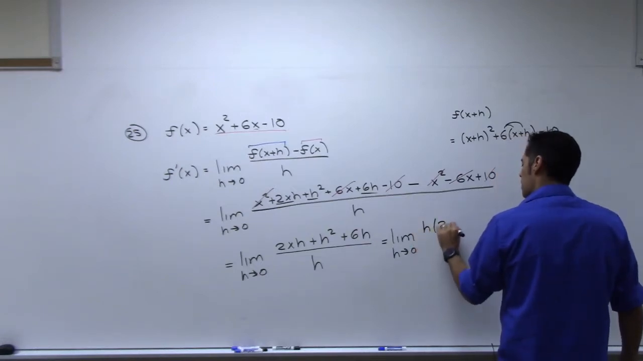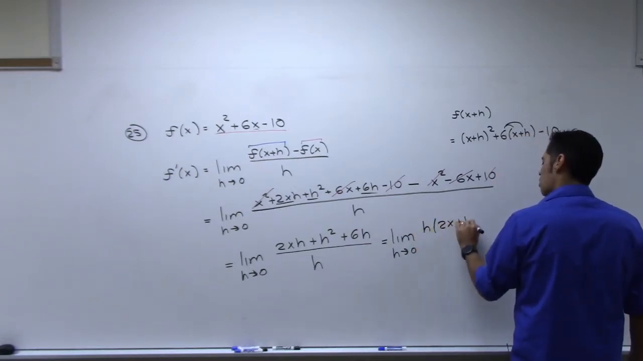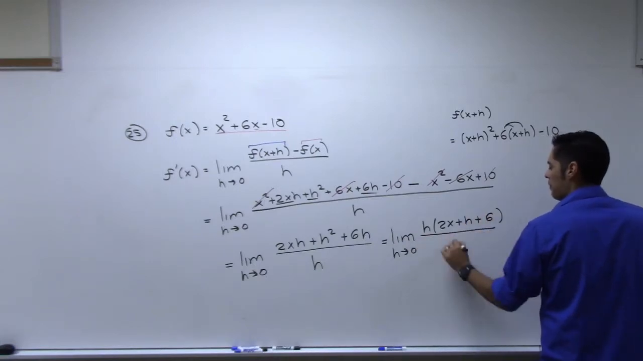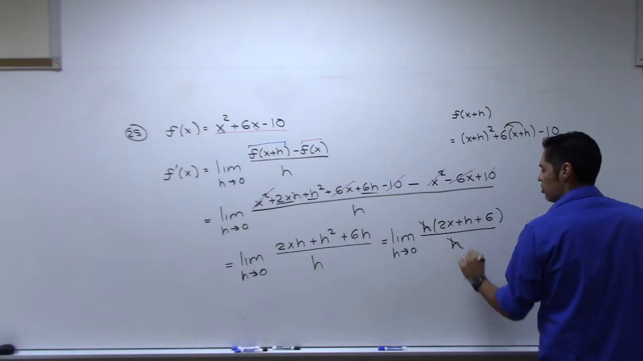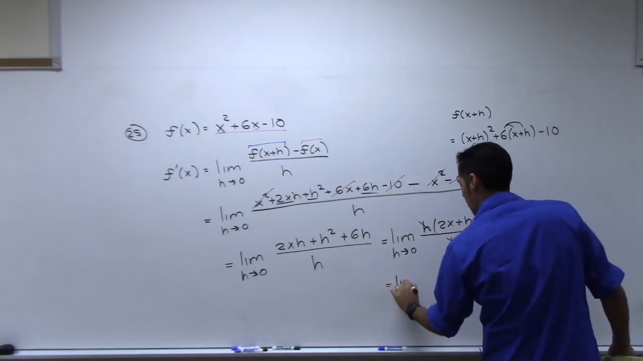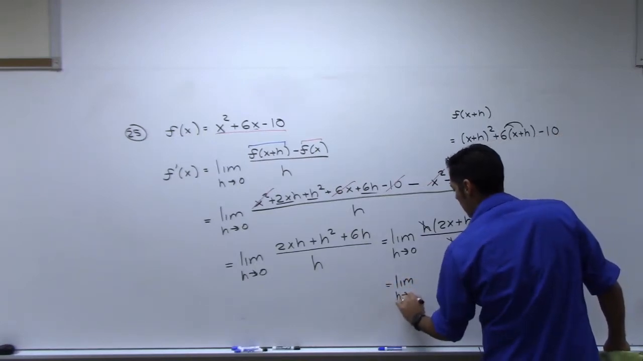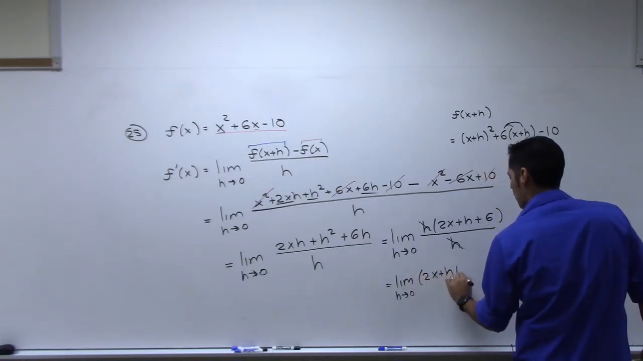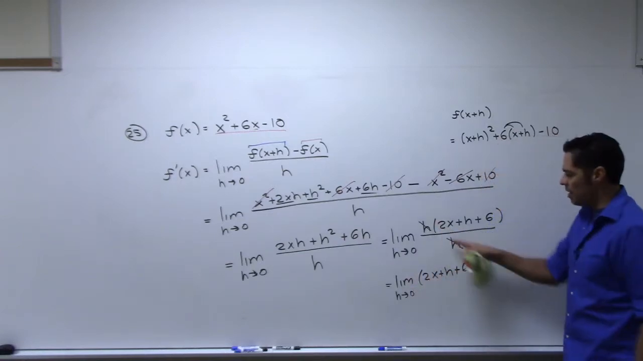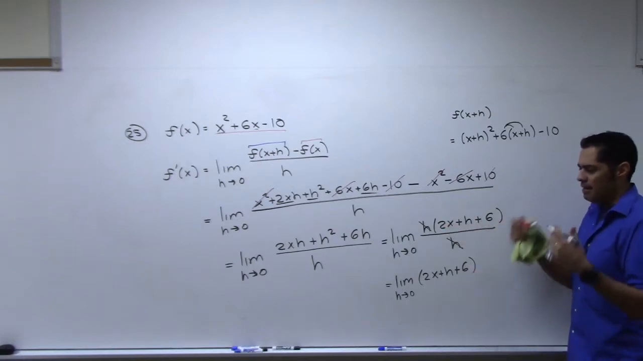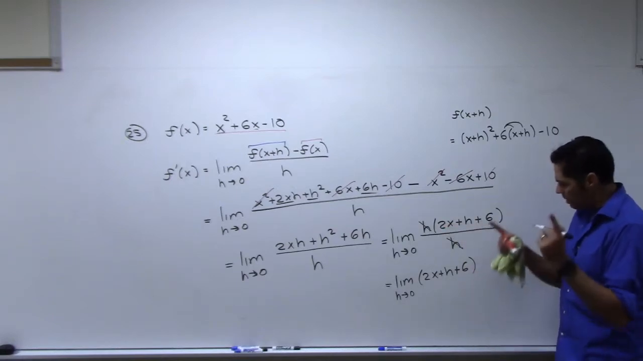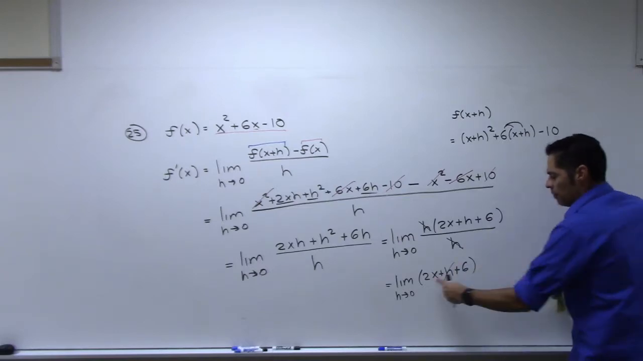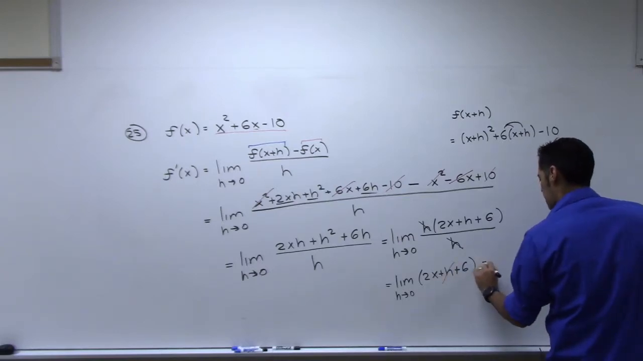The common theme here, we're going to factor out the h on the top, cancel the h, and then one more line. I'm going to just rewrite what I have here. Okay, after the h's cancel, I just have this. And now I let h, not x, I let h go to 0. That kills this guy off, and all I'm left with is the 2x plus 6.